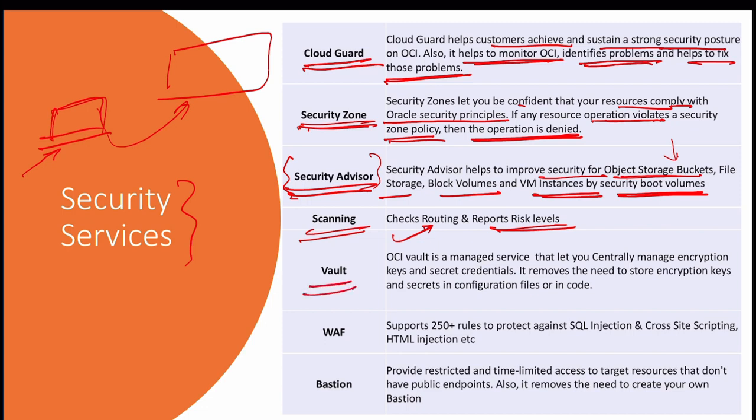If we talk about the vault, that is like a key vault. So OCI Vault is a managed service that lets you centrally manage encryption keys and secret credentials. It removes the need to store encryption keys and secrets in a configuration file or in code. Earlier we used to keep our encryption keys or credentials within the code file. Sometimes what happens, if hackers or unauthorized persons have access to that data, they can easily access your passwords and security keys.